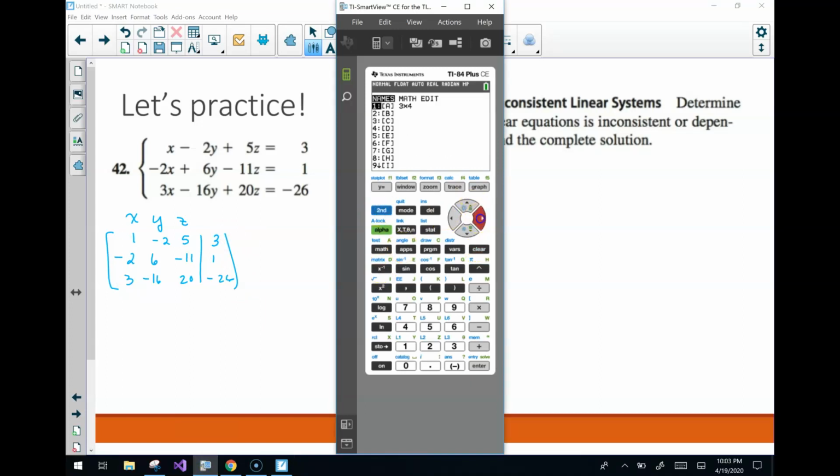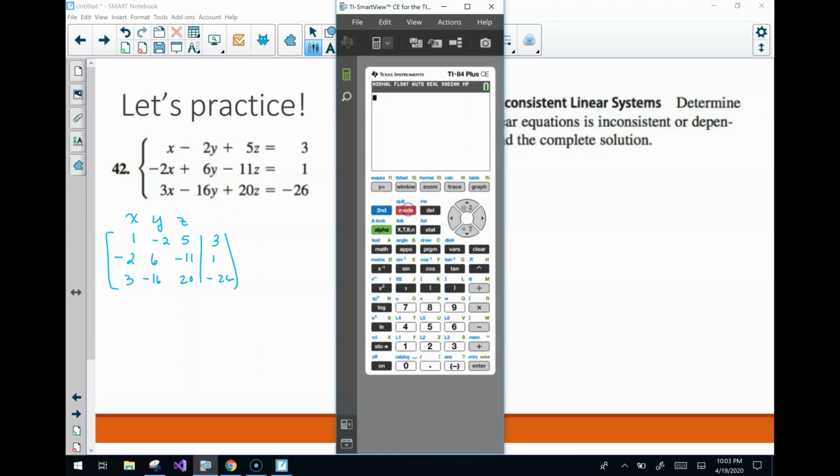Second matrix edit. We have 3 rows, 4 columns. We put in our entries, 1, -2, 5, and 3. Next row, -2, 6, -11, and 1. Last row, we have 3, -16, 20, and -26.